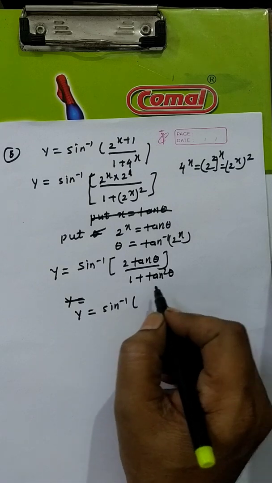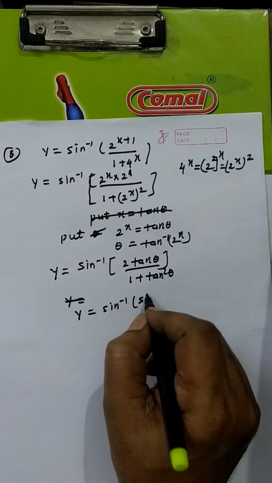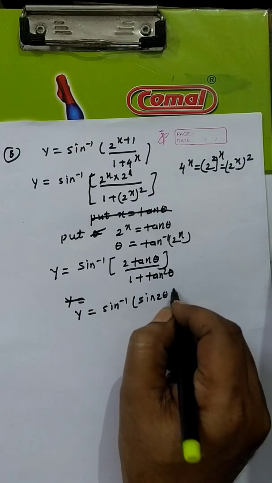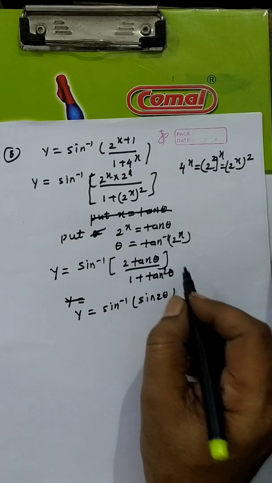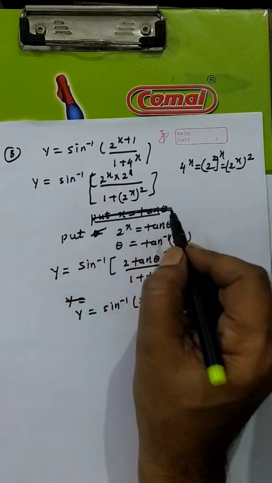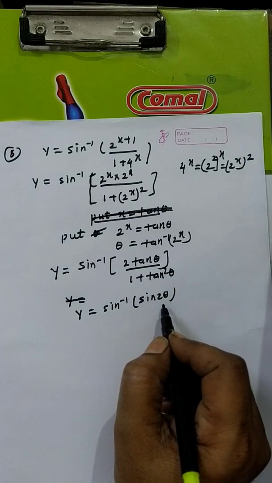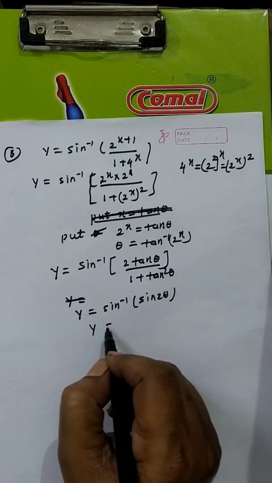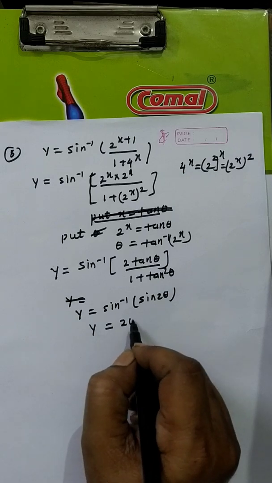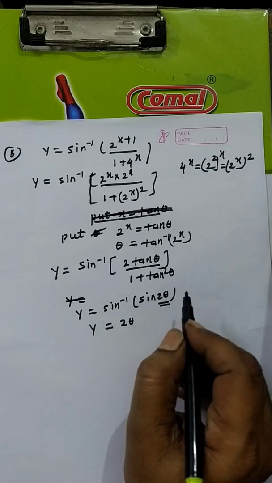2 tan theta upon 1 plus tan square theta is sine 2 theta. So this comes in the form of sine inverse of sine. So we can write y is equal to 2 theta, because the value of y is 2 theta here.